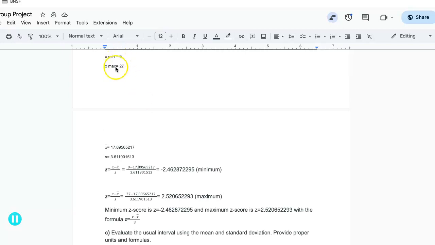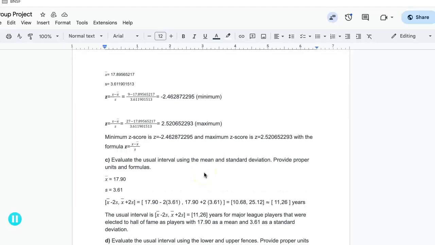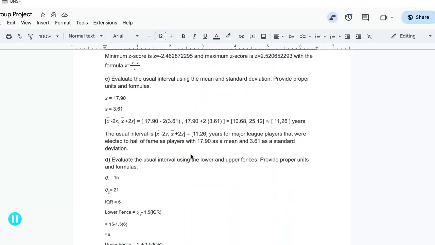We found the min, the max, the standard deviation, and the mean. And we used this equation right here to find the min and the max. The minimum z-score was negative 2.4628722295, and the max z-score was 2.5206522293.